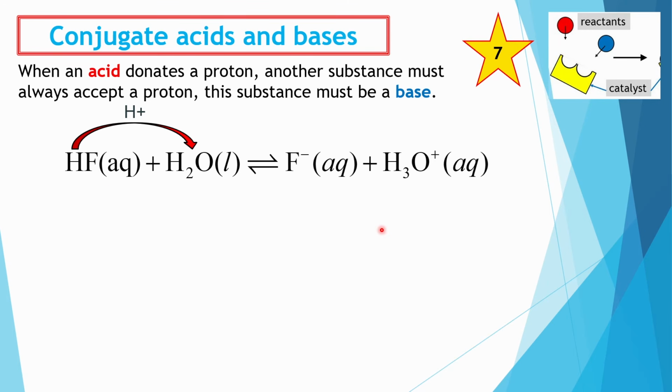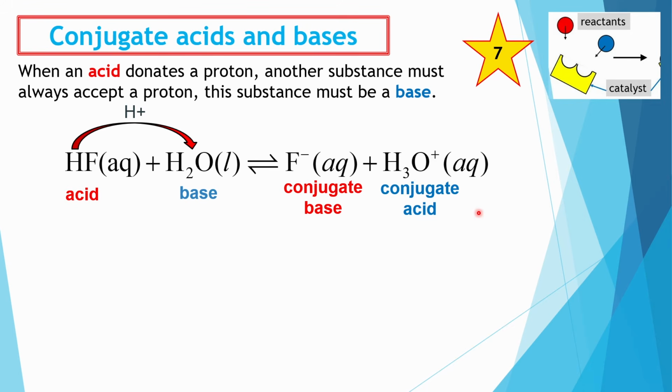Because hydrogen fluoride has donated a proton, this here is an acid, right? Because water is accepting a proton, this is a base. Hydrogen fluoride, once it's donated its proton, turns into the fluoride ion. The fluoride ion is called the conjugate base of the acid, so this is an acid and this is its base pair. This is an acid-base pair. H2O is a base because it's accepting a proton, but its conjugate acid is H3O+, because that's what it became after it accepted the proton.